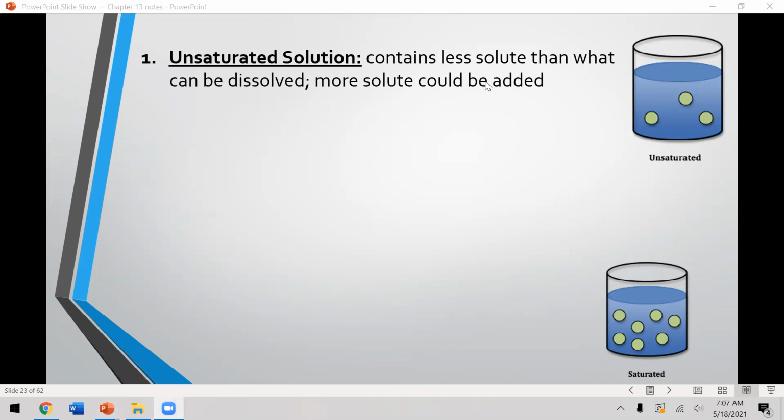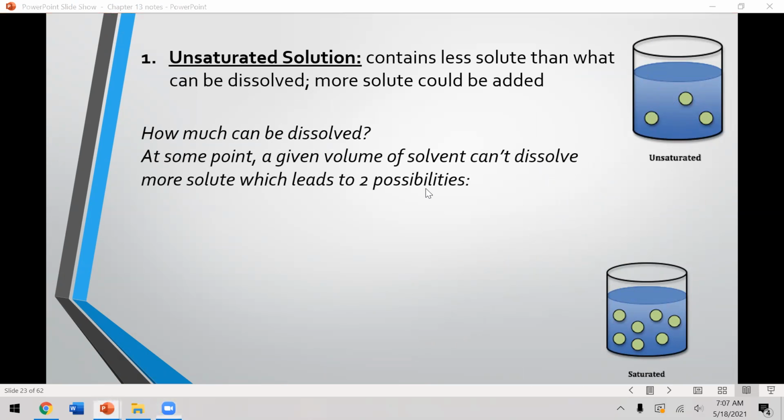So an unsaturated solution basically means, if you look at this picture, there's less solute represented in green than what can be dissolved. We could add more solute and it could be dissolved. But also, we just said we can add more solute, but at what point can we not add any more? There are points where you have a volume of solvent that cannot dissolve any more solute.